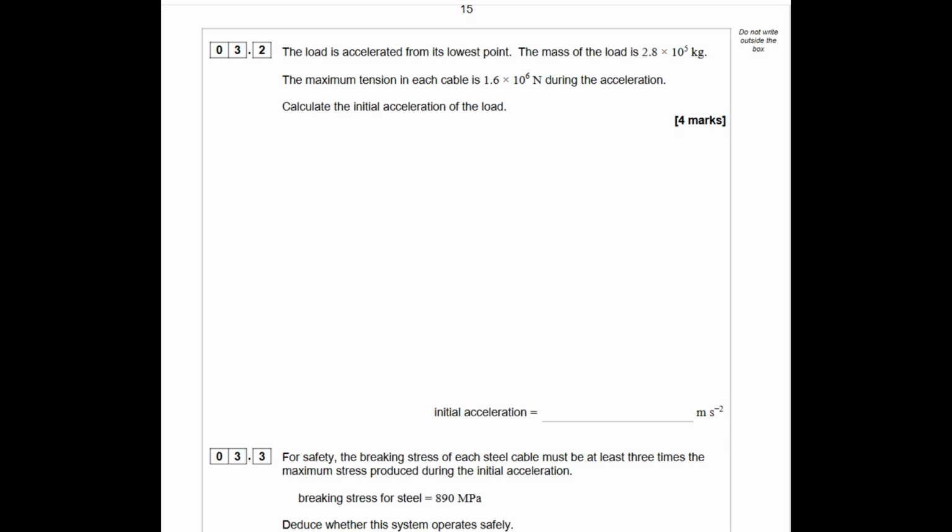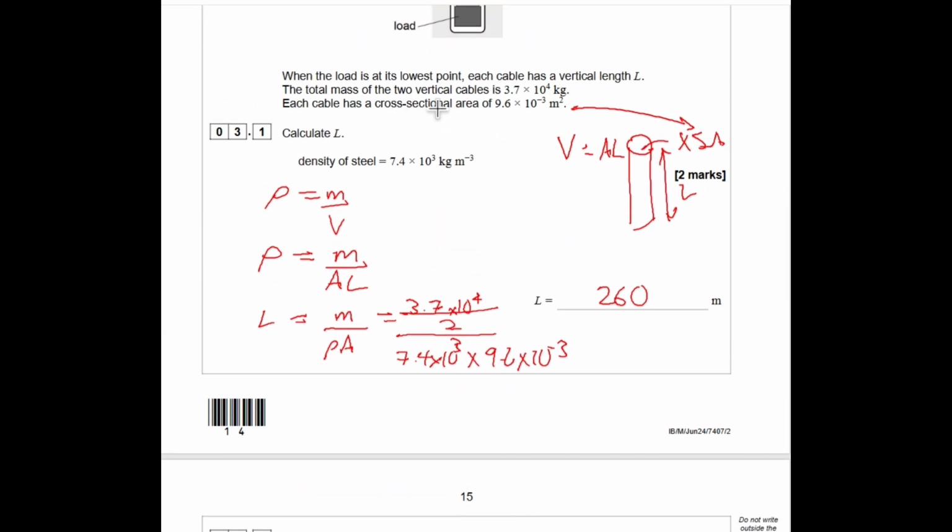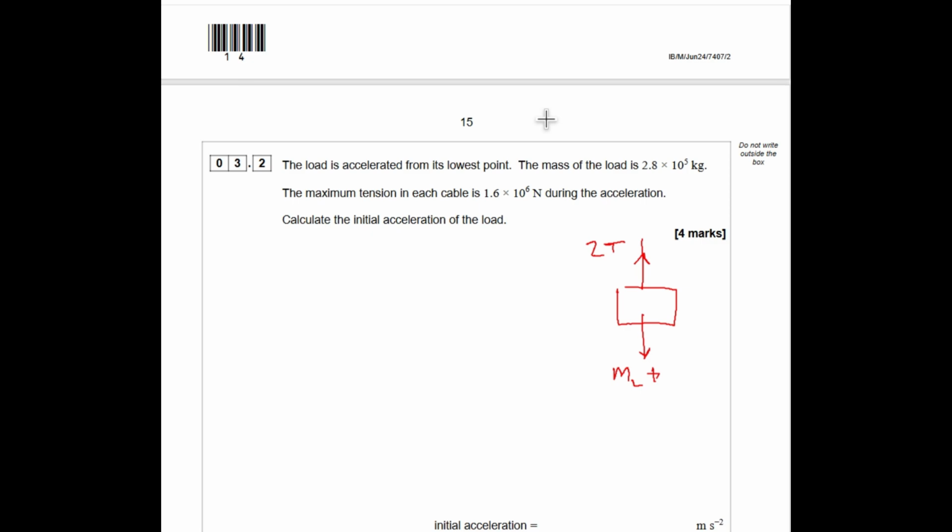Right, so what we've got here: the load is accelerated from its lowest point. The mass of the load, so if I draw the picture, we've got the tension upwards, the maximum tension in each cable. So you've got here 2T. Then we've got to look at what we've got down here. We've got the mass of the load, plus you've also got the mass of the cables, and there's 2 of them. Then you're going to times both of those by g. So let's do, what is the total mass downwards? Let's do that one first.